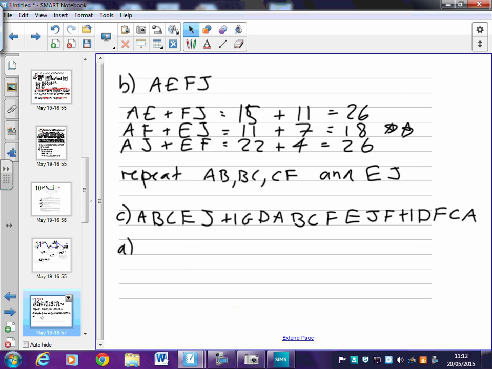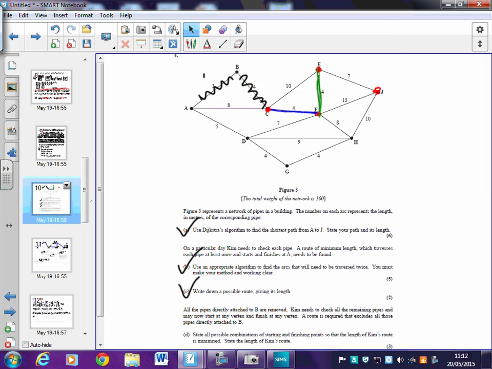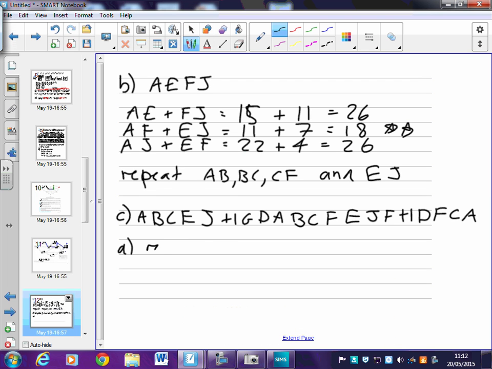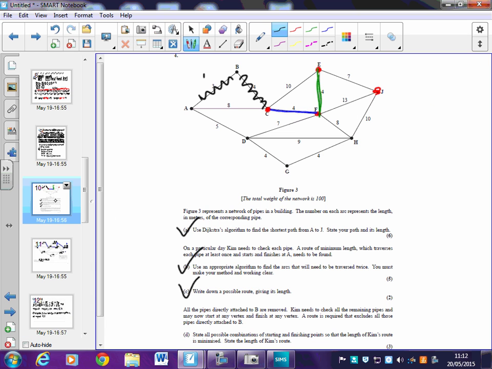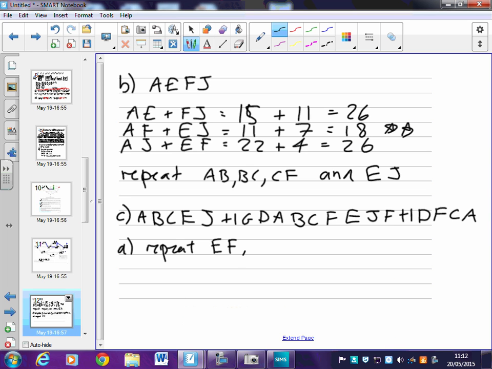So for combination 1, let's go for repeating E to F. So repeat E, F. And because I'm repeating the line between E and F, that means that E and F are no longer odd. The 2 that would be left odd are C and J. So start and finish at C and J.